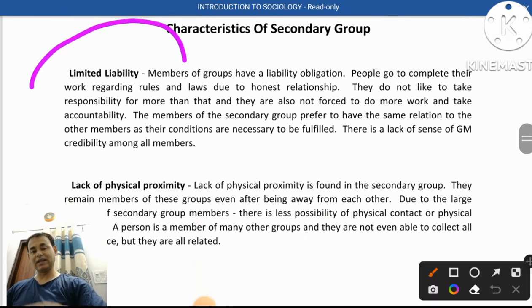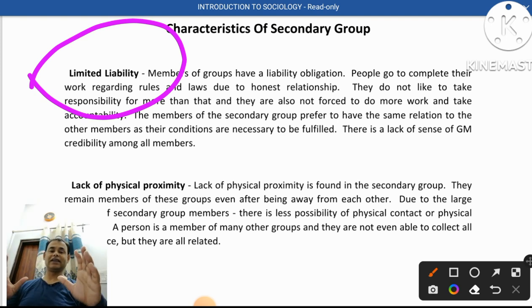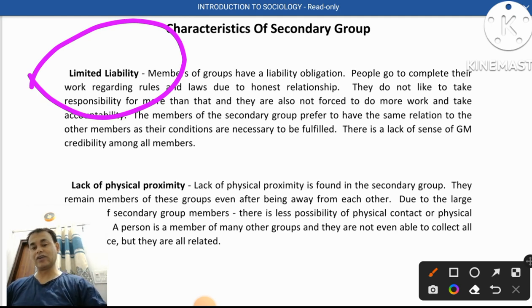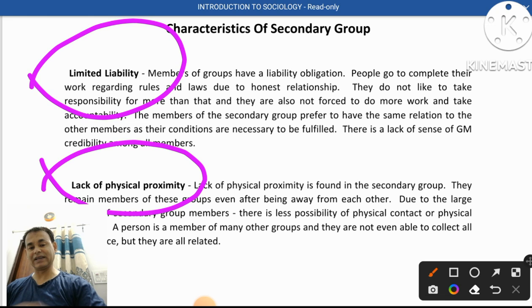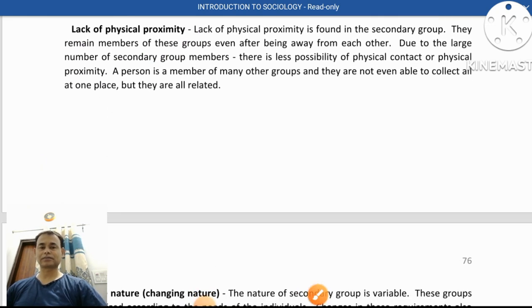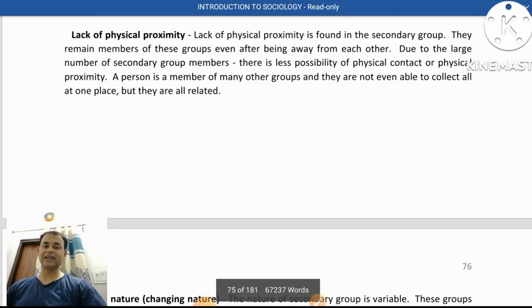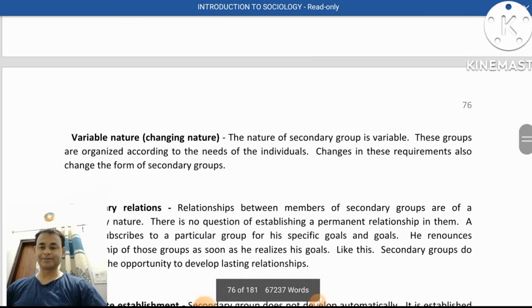Just remember this: limited liability. Members of the group have liability and obligation. People complete their work together, by rule and law, due to an honest relationship. This has no holistic relationship or accountability. Lack of physical proximity. Lack of physical proximity is found in the secondary group. They remain members of this group even after being away from each other. Due to the large number of secondary group members, there is less possibility of physical contact or physical proximity.